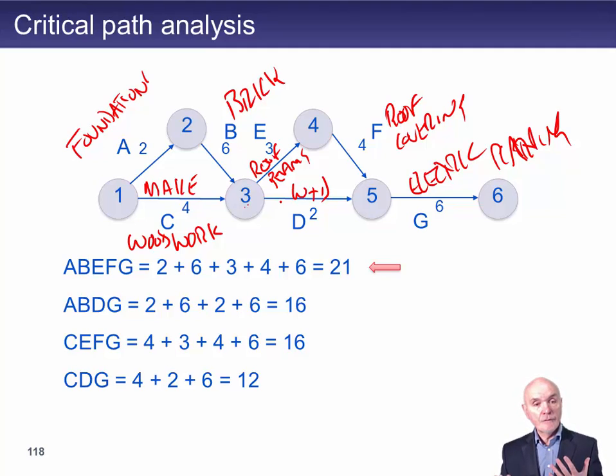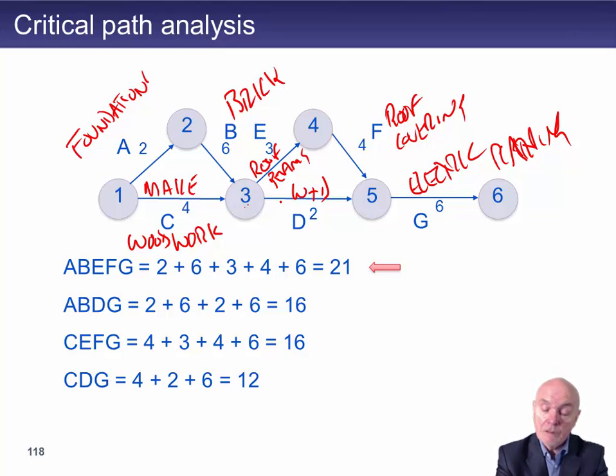And then you go through the next one. So instead of going like that, we're going to go A, B, D, G. So 2, 6, 8, 9, 10, going to be 16. And then we can go another pathway, C, E, F, G, also 16. And the last pathway is kind of straight through the bottom here. 4 plus 2 plus 6, giving us 12. And the A, B, E, F, G is the longest one here.